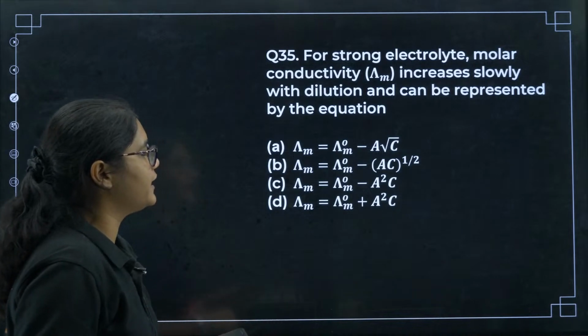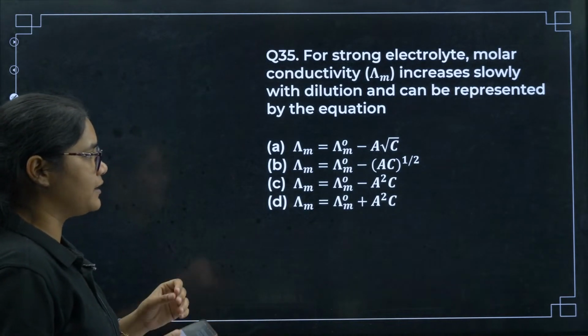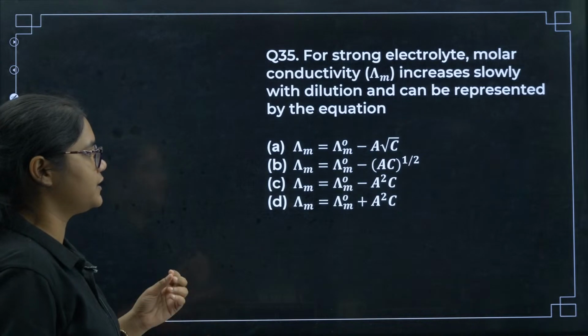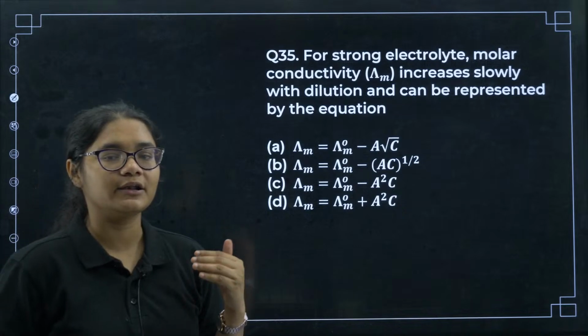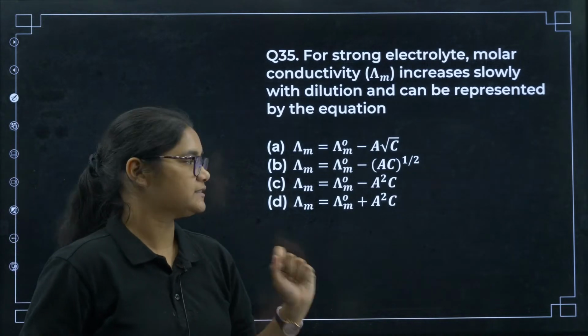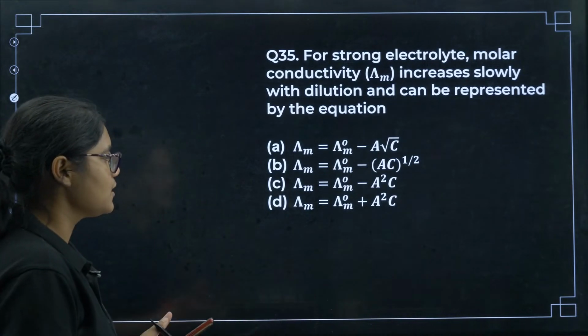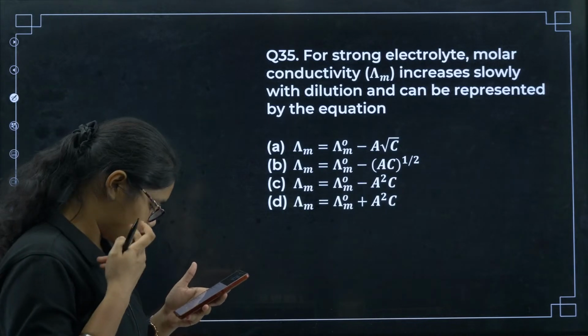Next, for strong electrolytes, the molar conductivity lambda m increases slowly with dilution and can be represented by the equation. So this is your Debye-Hückel-Onsager equation. Which is that equation? What is the correct equation for this one?